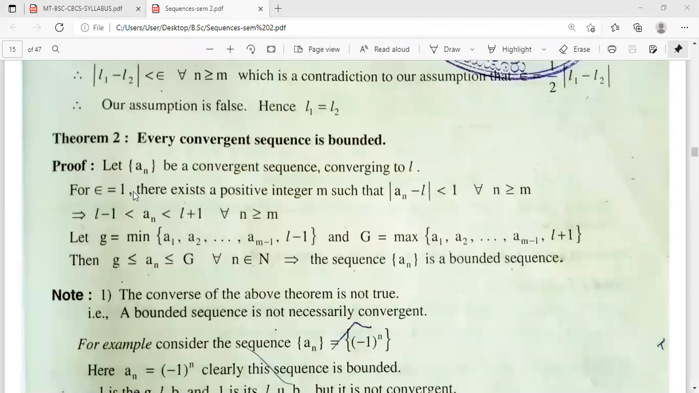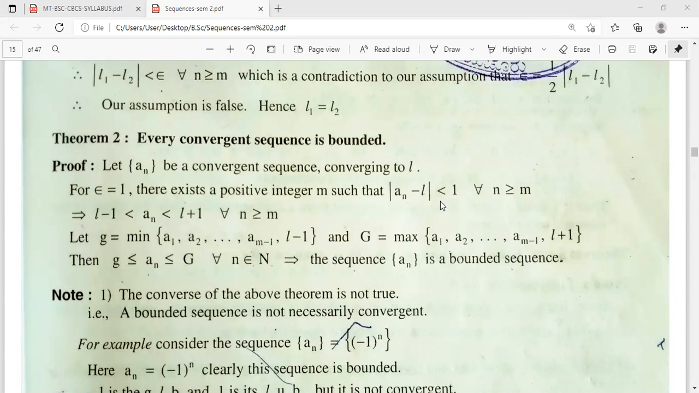Now, for epsilon equal to 1, there exists a positive integer m such that modulus of a_n minus L is less than 1 for every n greater than or equal to m. That means the epsilon value you are taking here is 1, and you are writing the definition of the limit of the sequence: modulus of this is less than 1 for every n greater than or equal to m. Now the same you can write as follows.